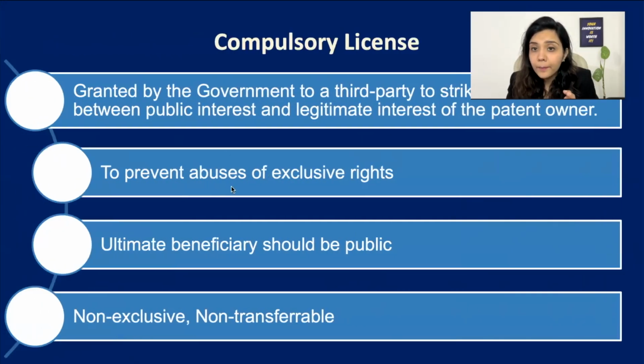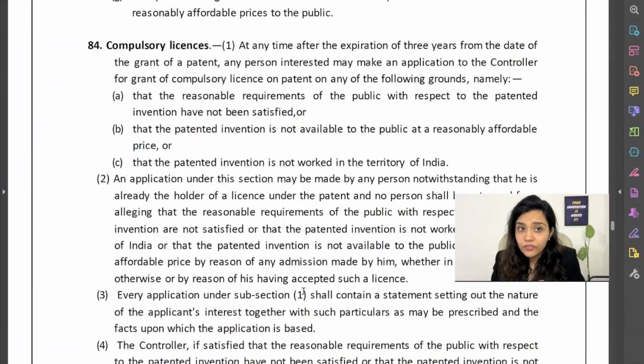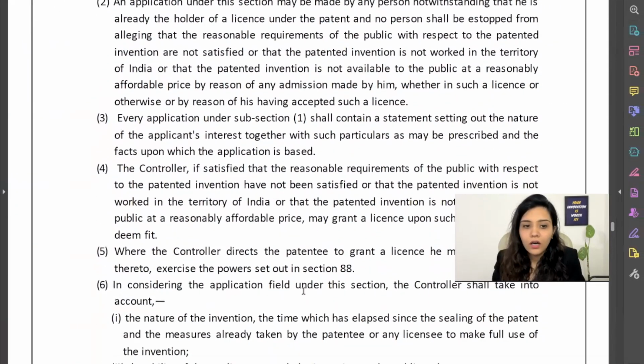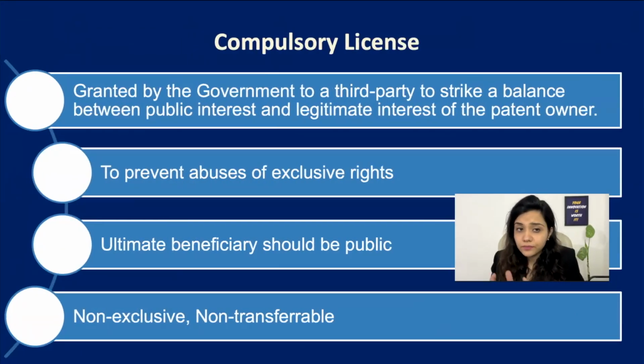So when a compulsory license is given, if you go to section 84, which is a very important section, I would suggest you read this section in detail, maybe twice, because it includes a lot of concepts. I'm explaining the concepts, and then you can read the section yourself and it will become very easy to understand. So first, a compulsory license is a license which is granted to a third party to strike a balance between public interest and the legitimate interest of the patent owner.